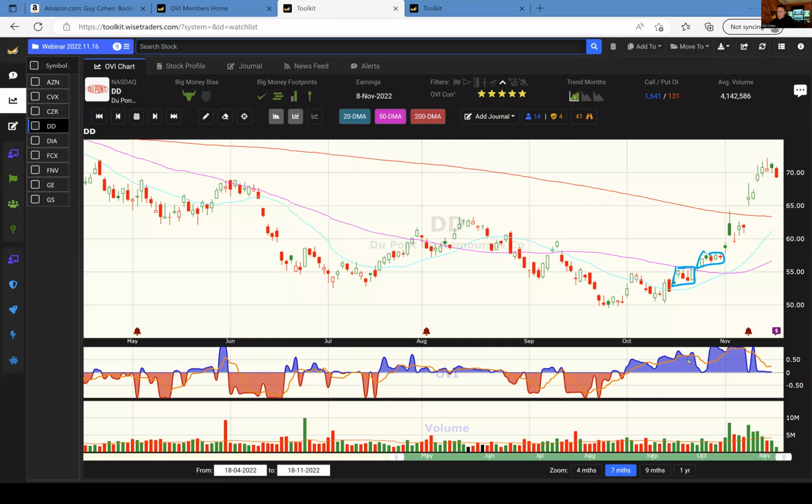But look at what's going on here. Look at all this blue OVI, which follows red OVI when it had been going down. And by the way, this stock correlates really well with this OVI, hence the 5 stars. We can also see the pattern recognition here that all the big money footprints, well, they are in action right now, but they would have been here as well. So all those big money footprints would be on display.